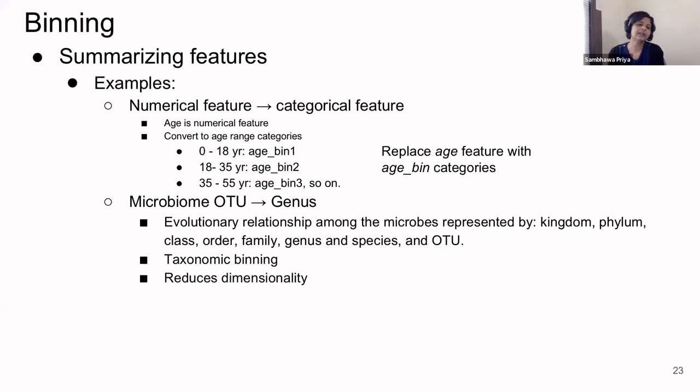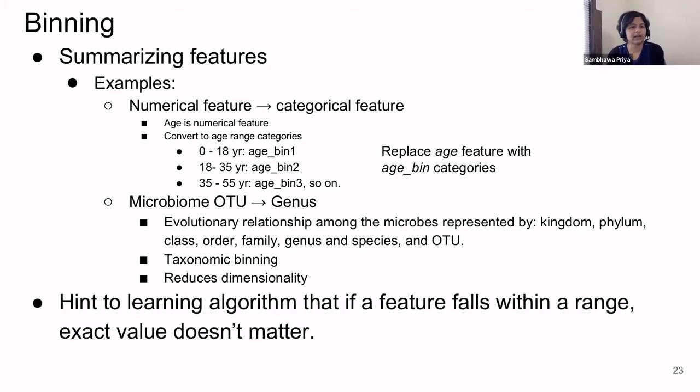And it can also reduce a little bit of redundancy. You could build your models at the OTU level, but many times I've found that collapsing to a higher bin or a different category gives better prediction performance. So yeah, those are some examples. Overall, the goal is to hint to the learning algorithm that if a feature is falling within a certain range, the exact value does not matter.